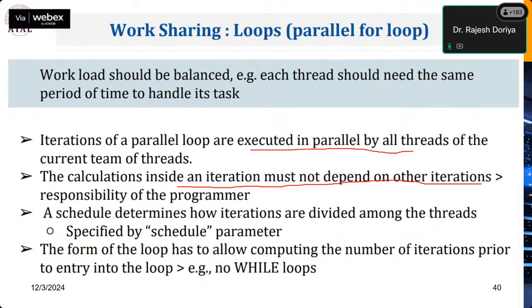Okay, so a schedule determines how iterations are going to be divided among the threads. That is going to be specified by the programmer in the form of the schedule parameter. Apart from that, the form of the loop has to allow computing the number of iterations prior to the entry into the loop. That means no while loop should be there.